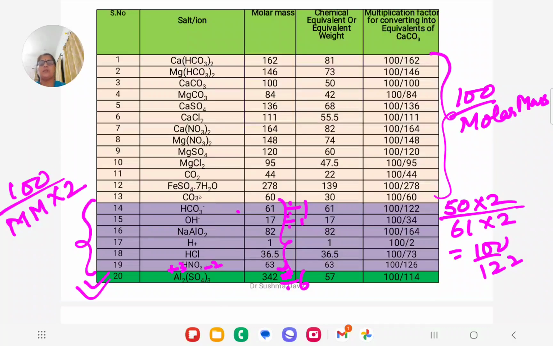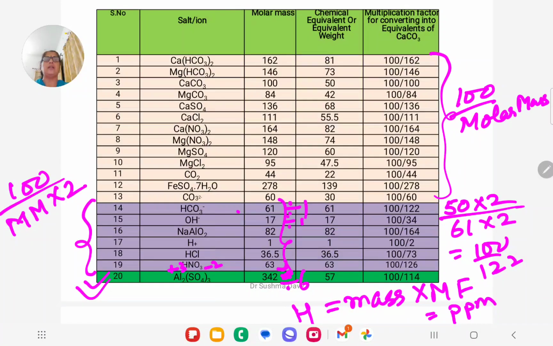We have divided this table into 3 parts. This table is helpful for solving all types of hardness questions. Now simply multiply the mass of the hardness producing substance by its multiplication factor, and you will get the hardness in ppm. ppm is equal to mg per liter.